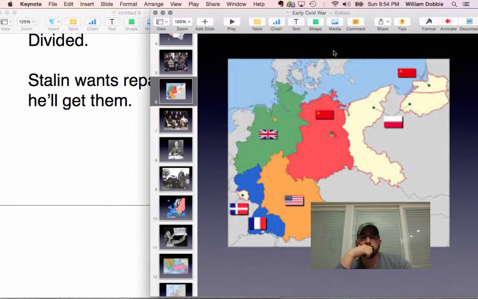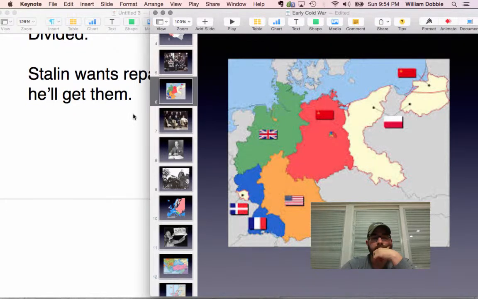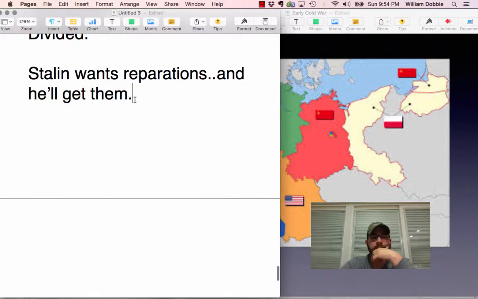Regarding Poland, those lines that we just talked about will be solidified. Those lines will be set. That will be the new Poland. So the lines for the new Poland are agreed to, and Stalin will promise free elections in Poland. And when I say free elections, we mean vote for who you want to. Let the people choose.